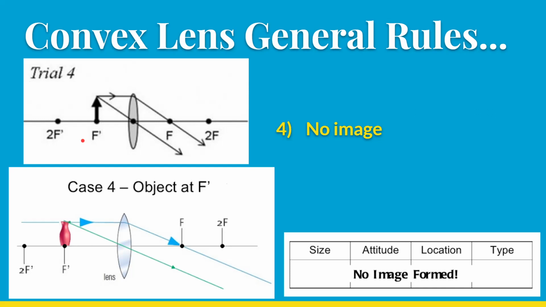Again, if you draw the ray diagram, parallel and then bend through the focal point, through the vertex, these are parallel. They do not cross. There is no convergence, and I can't trace it backwards either. There's no perceived convergence. There's no image at all.